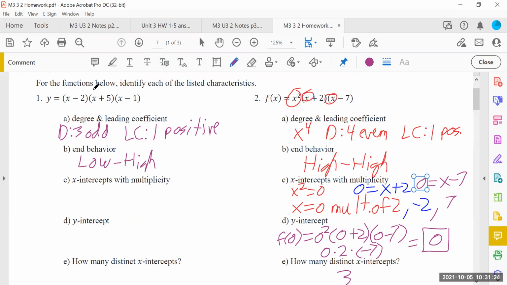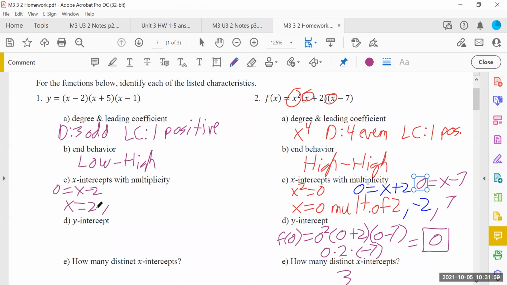So don't multiply it back out. Don't take that original one, or don't take the 1x cubed that we were doing for the degree and leading coefficient. Just take the original factors. So like 0 equals x minus 2. What would that be when you solve it? There you go. So that's our x-intercept. X equals 2. And there was only one of them. It wasn't squared. It wasn't cubed. There's only one. If there's only one, you don't have to say multiplicity 1. Okay. So there's one x-intercept.